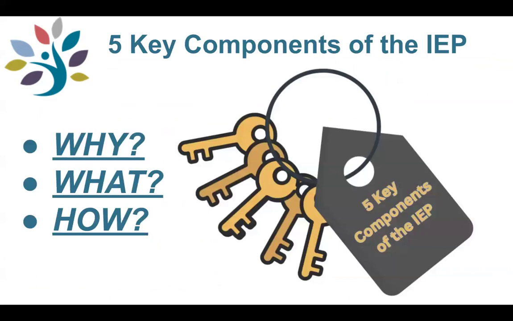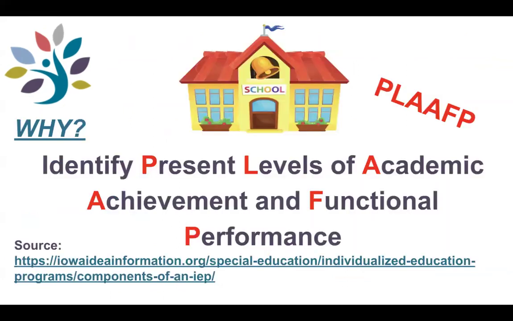So there are 5 key components of an IEP, which include the why, what, and how of an IEP. The first one is the why. It identifies the present levels of academic achievement and functional performance, and we call that the PLAAFP. This section highlights your child's strengths, interests, and preferences. This is where your concerns are documented, and any other special considerations that need to be addressed throughout the IEP will be found.